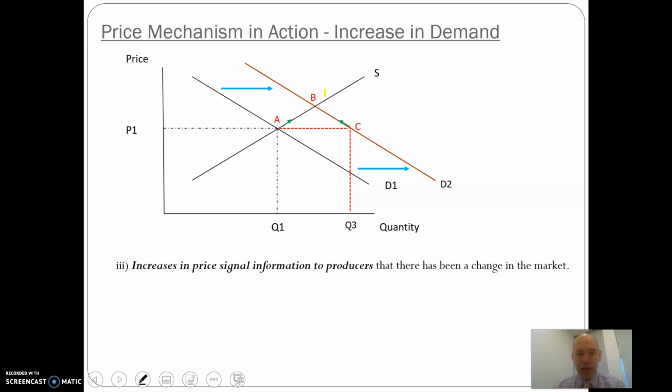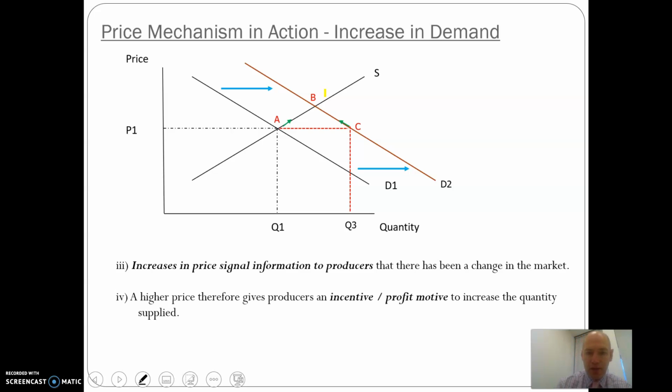Thirdly, and I hope you're highlighting key points within your paragraph on this, as the prices are being bid up, the increase in price signals information to producers that there's been a change in the market. So in terms of producers, look what's happening. Look at the green line or green arrow. A higher price gives producers an incentive or profit motive to increase the amount that they supply.